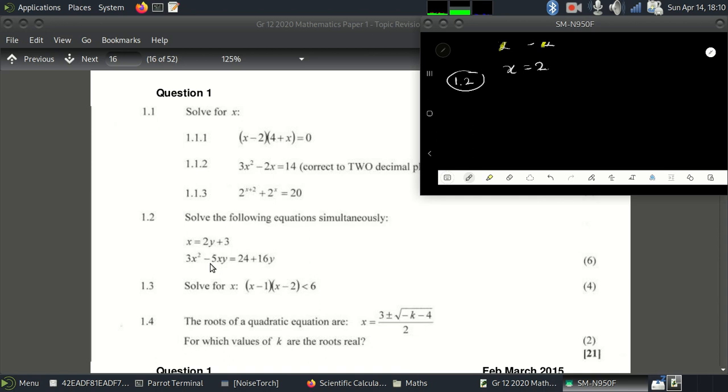Now, the wonderful thing about this question is that we don't need a third equation because we're actually given this first equation here, x was made the subject. So I'm going to substitute this equation into this equation. This is how it would look. In place of x, I'm going to put 2y plus 3. Instead of x there, I'm going to put that 2y plus 3. Not to forget the square, of course. Minus 5. And then again, it's x, but I'm not going to put in x. I'm going to put in 2y plus 3. And this is said to be equal to 24 plus 16y.